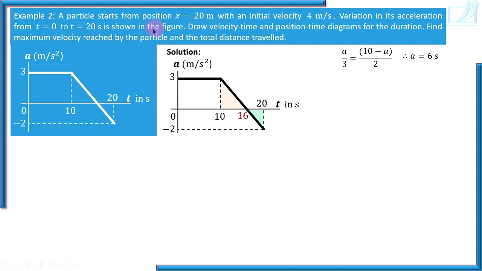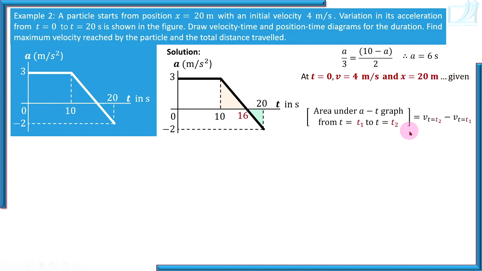We want to draw the v-t diagram first. So you should find velocity values at all these important instants. t equal to 0, t equal to 10, t equal to 16 and t equal to 20 seconds. What information do we have? At t equal to 0, v is equal to 4 meters per second and x is equal to 20 meters. Now to find velocity, you are using this a-t diagram. How is the a-t diagram related with velocity? Area under the a-t diagram is change in velocity.